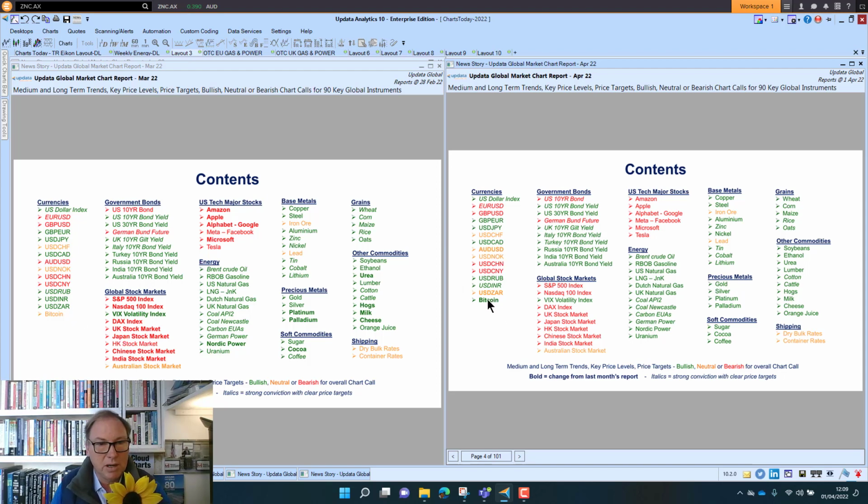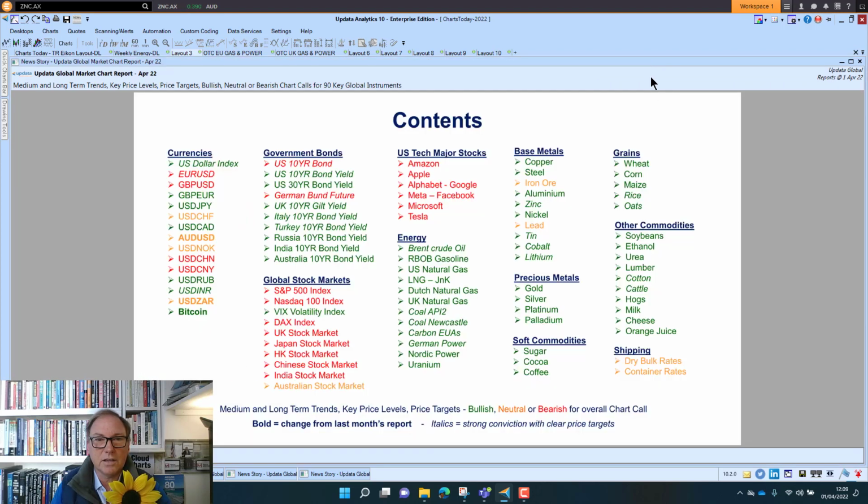Bitcoin is looking more bullish, and the currencies, but as for the rest of things, very little change. So quite interesting. I was expecting to maybe change my view on some of these metals, but when it came to looking at the charts, they're still very much in bullish mode, and so that tells us something. So it's really worth taking a look at these reports.